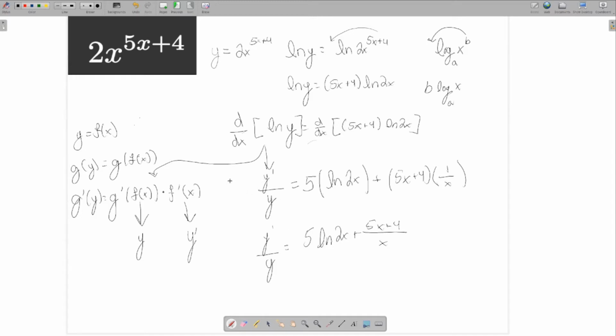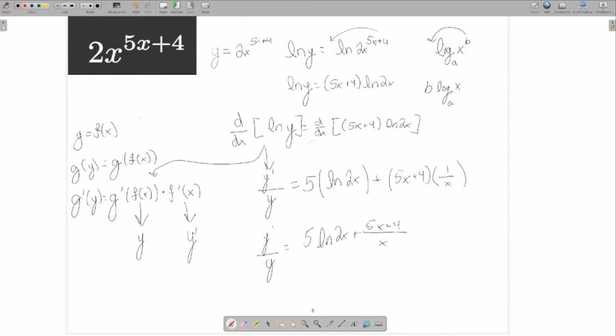And what we're trying to find is this y prime. That's what the derivative of the function is. But right now we have a y prime over y. Now, we can just isolate y prime by doing our normal algebra 1. You can multiply this on both sides, and then you isolate y prime. So let's just do that.